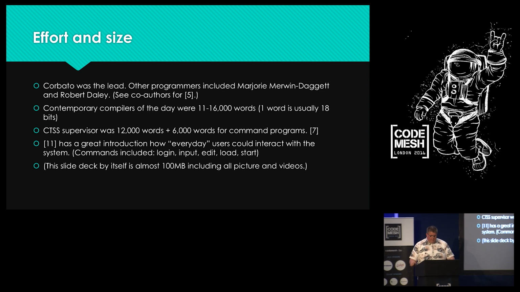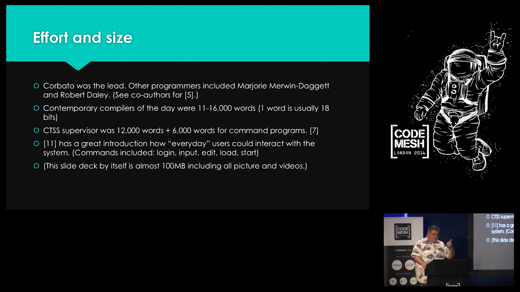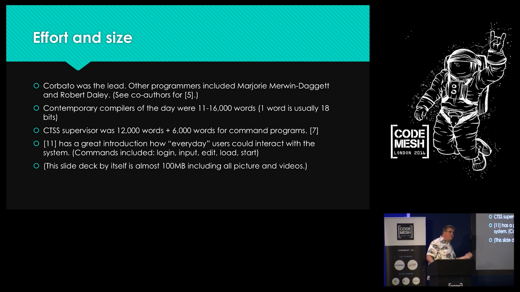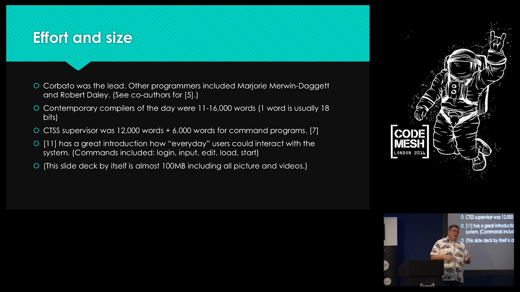So this was a paper that he wrote, and he described how long it took and how much effort it took. The contemporary compilers of the day, so things to run Algol, things to run Fortran, weighed in at around 11 to 16,000 words. And a word in this sense means an 18-bit word. We think about bytes as being 8 bits, and in those days they had 18-bit words. So that's a little bit bigger than 2 bytes.